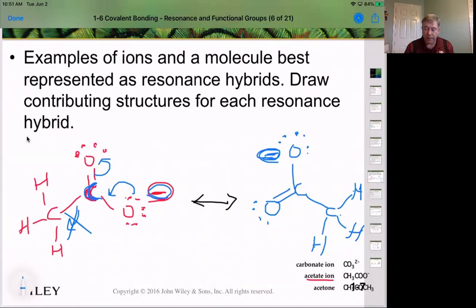So I want you to go ahead and do that with acetone and the carbonate ion and look for ways you can build these structures without breaking any of the resonance structure rules.